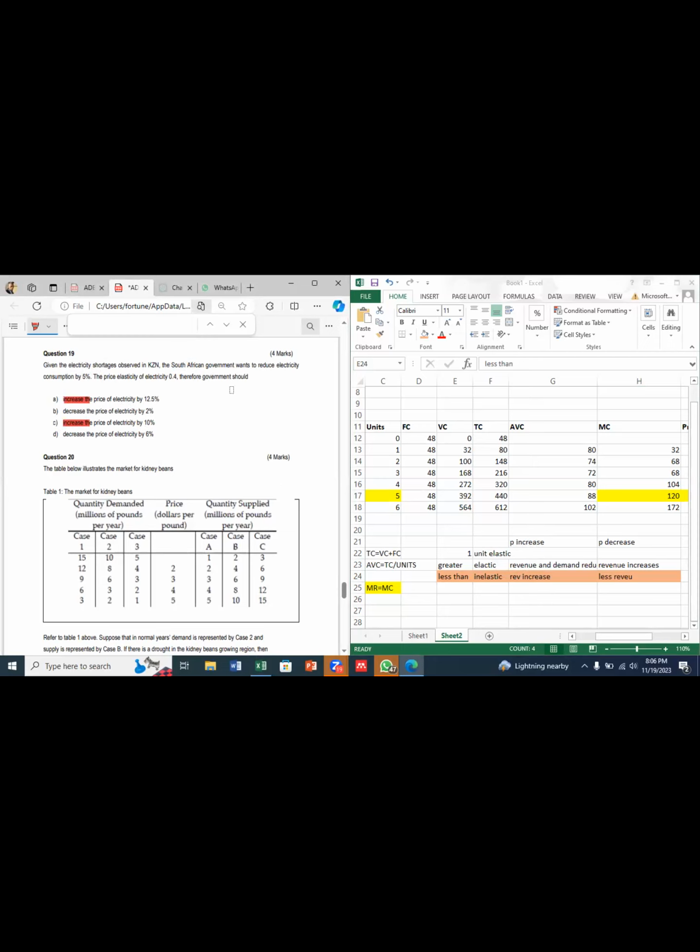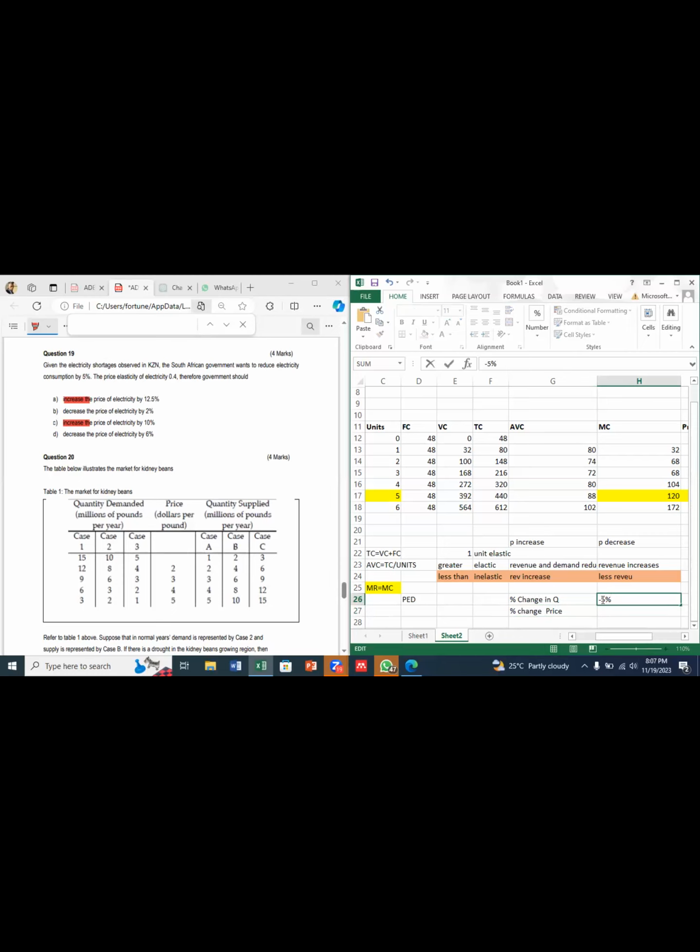So for you to do that, that is where you apply the PED formula, which states that the percentage change in the quantity demanded divided by the percentage change in the price gives you your PED. So the PED has already been given as 0.4. And the percentage change in the quantity is negative 5%. They want to have a reduction.